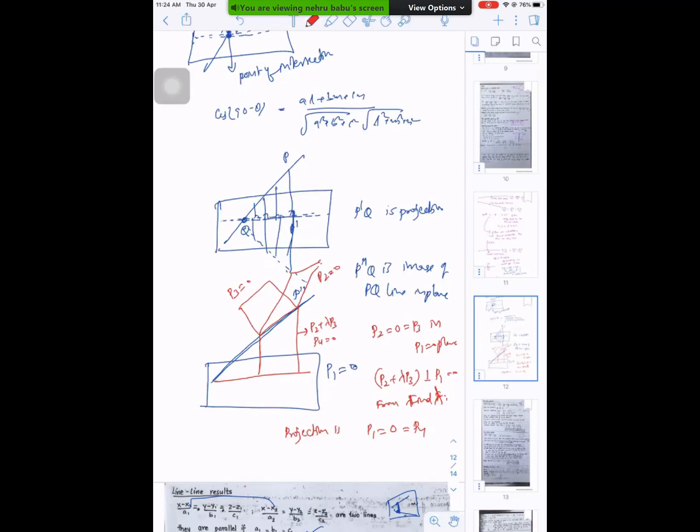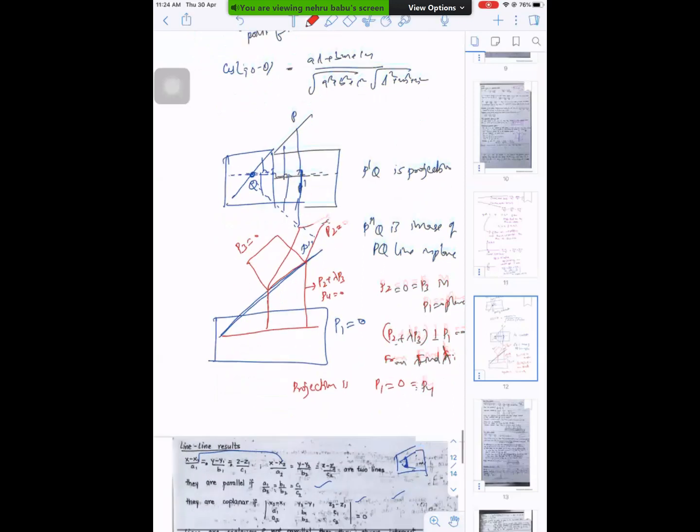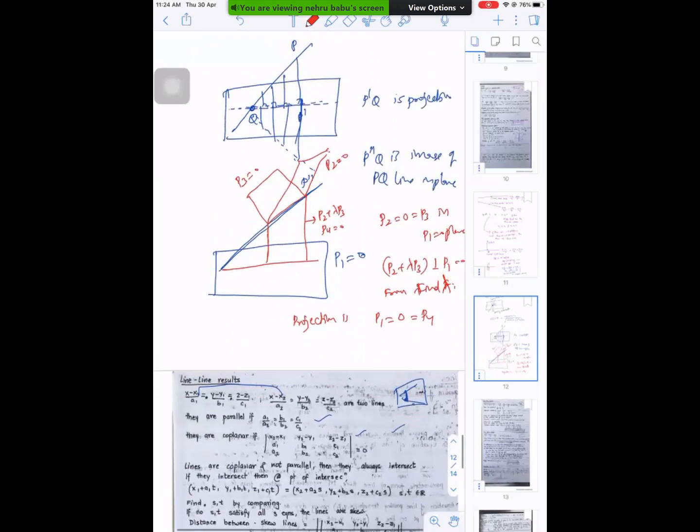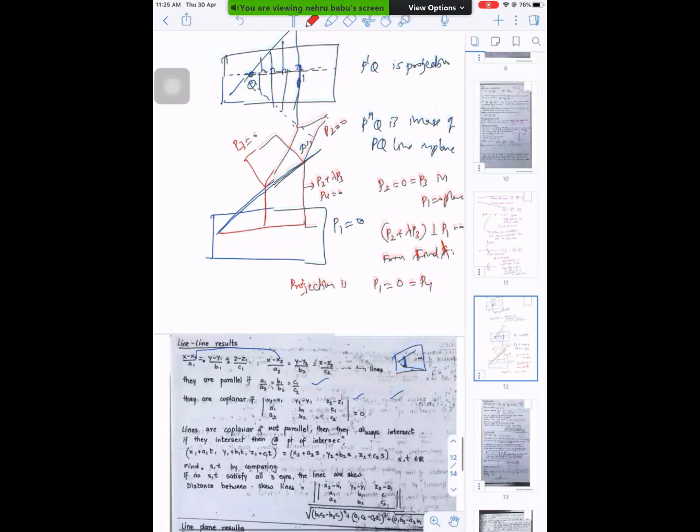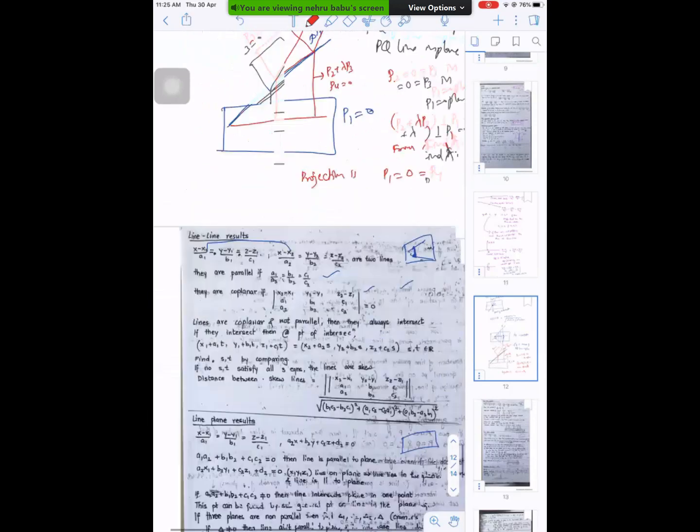So with the help of the family of planes, by taking P2 plus lambda P3 equal to 0 perpendicular to the P1 plane, we will get the lambda value, and by substituting it, whatever plane we get, I am assuming P4. If that is P4 equal to 0, then the projection line is the intersection of P4 equal to 0 and P1 equal to 0. That's why our answer is P1 equal to 0 equal to P4. So that results only we discussed here.